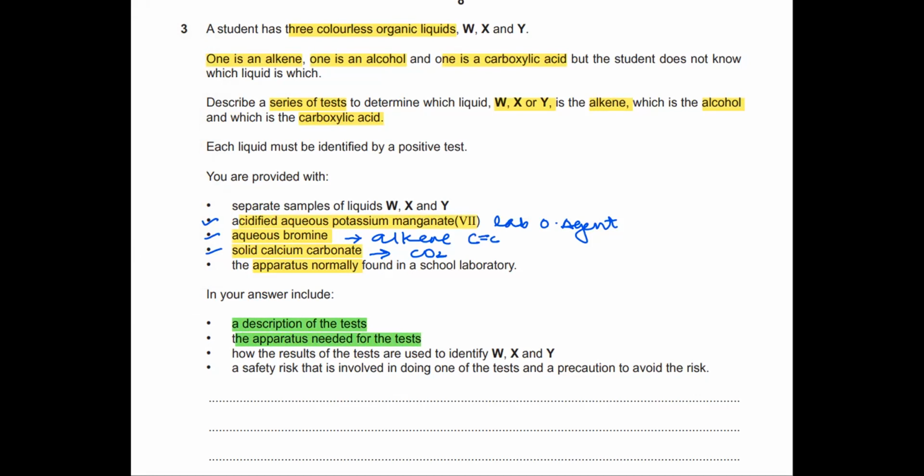If you want to heat it, then what apparatus, directly heating, indirectly heating, through a water bath, whatever, you're supposed to give all those apparatus. Number three, how the results of the test are going to identify whether it's W, X, or Y. You need to tell which particular test is going to give a positive result by giving carbon dioxide or whatever effervescence. So this is how W has been proven as the carboxylic acid, right?